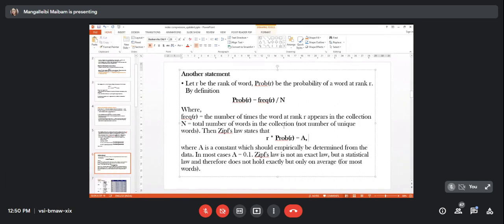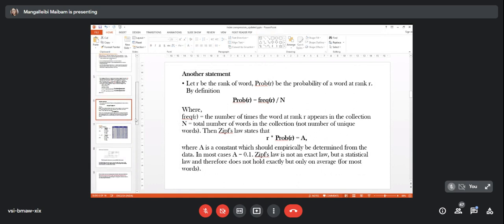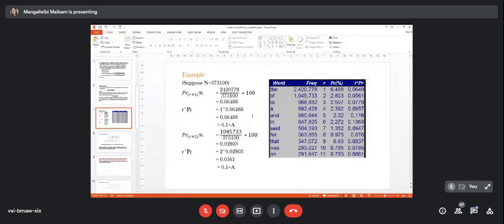Then by Zipf's law, R times P(R) gives you a constant, which is similar to 0.1. R times P(R) equals A. In most cases we get 0.1. A is nothing but a constant value. I am giving you this example, so you can solve it and get all the results by tomorrow.